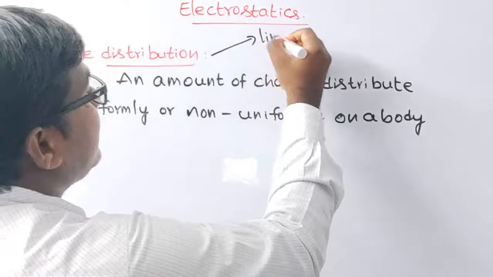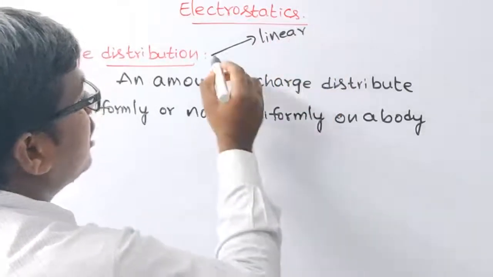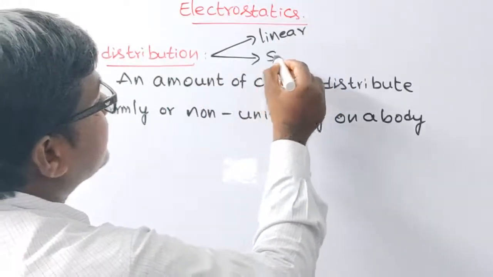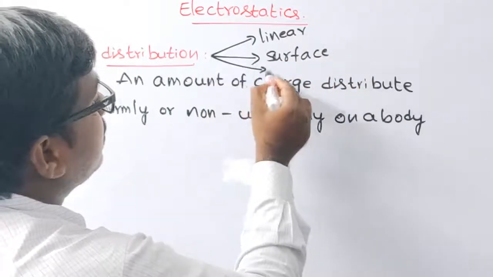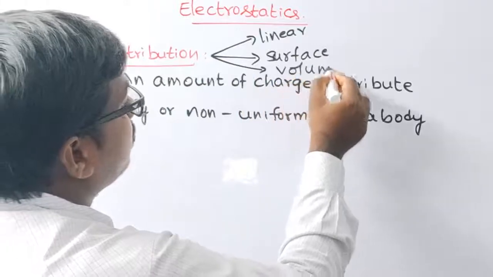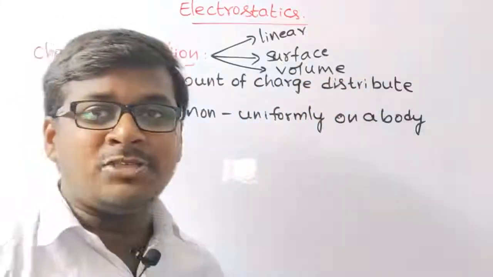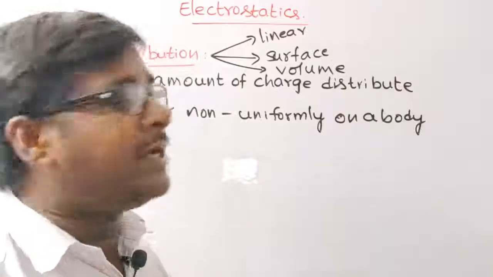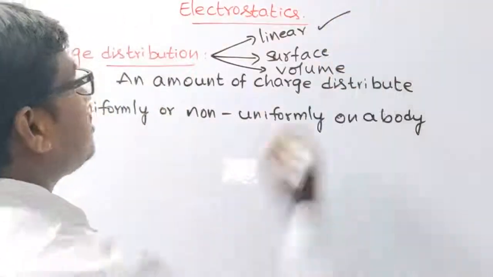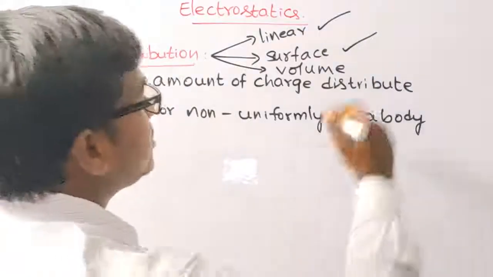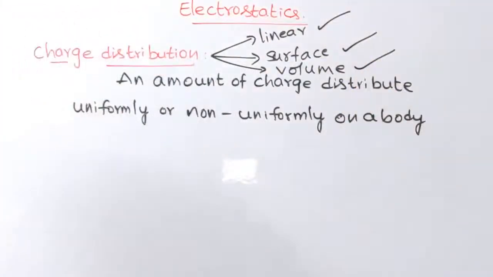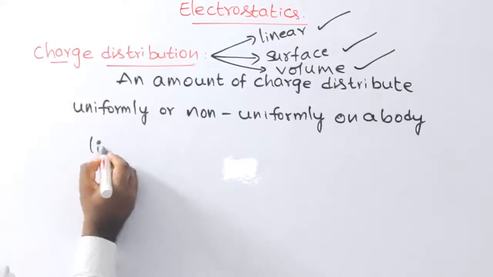The first one is linear charge distribution. The second one is surface charge distribution. The third one is the volume charge distribution. In this charge distribution, it can be classified into three categories: first, linear charge distribution; second, surface charge distribution or areal charge distribution; third, volume charge distribution. In this one, the first is linear charge distribution.